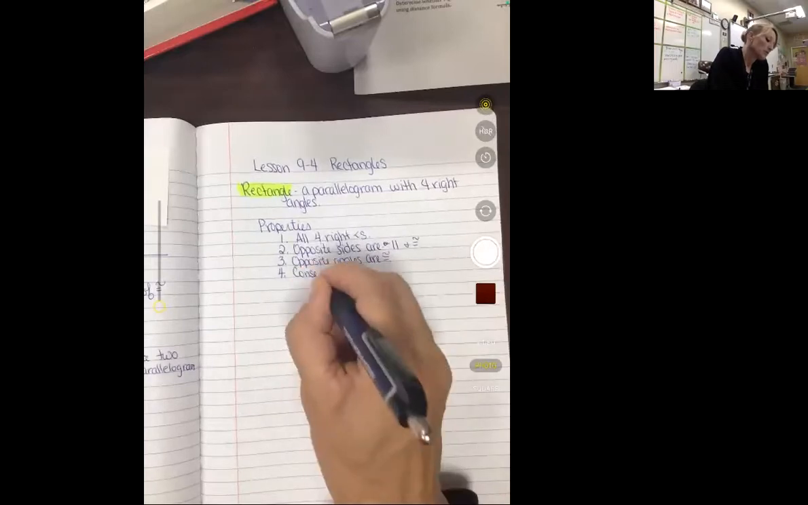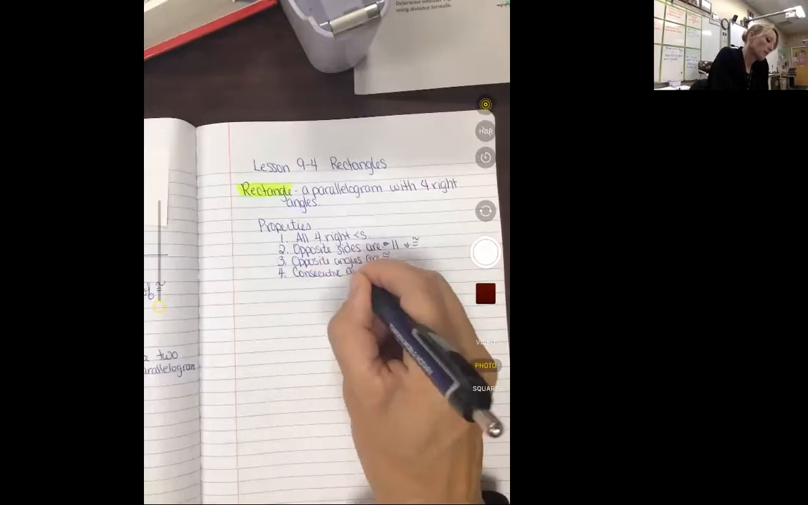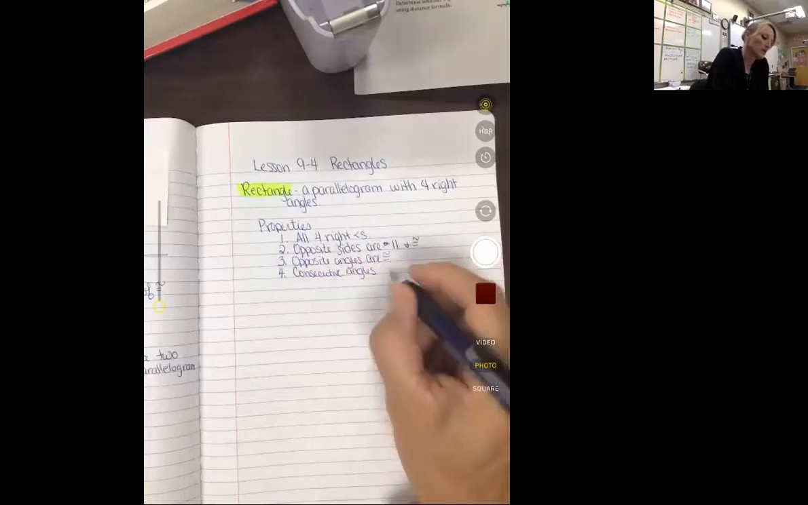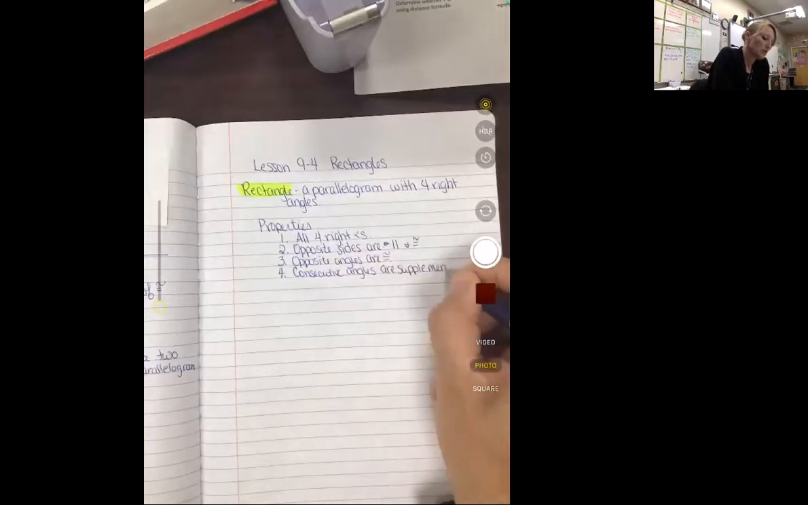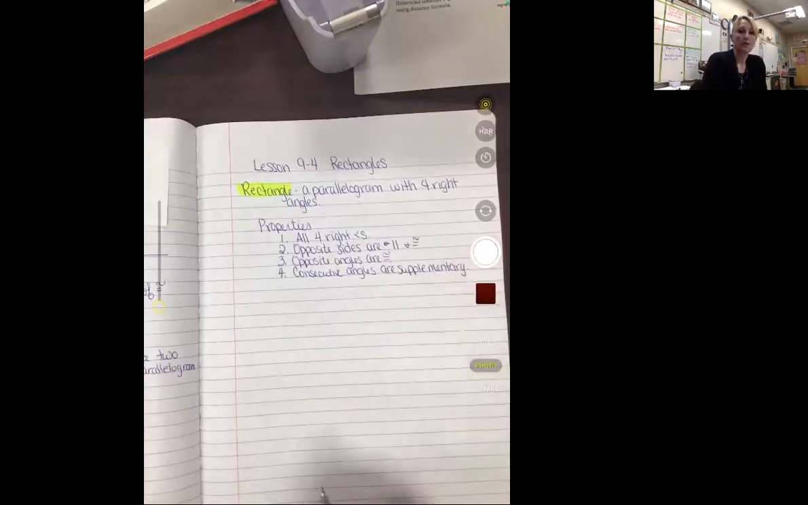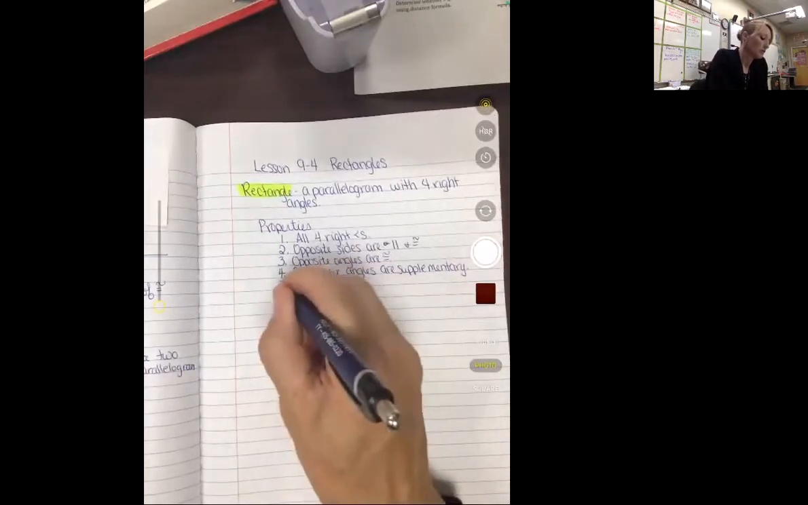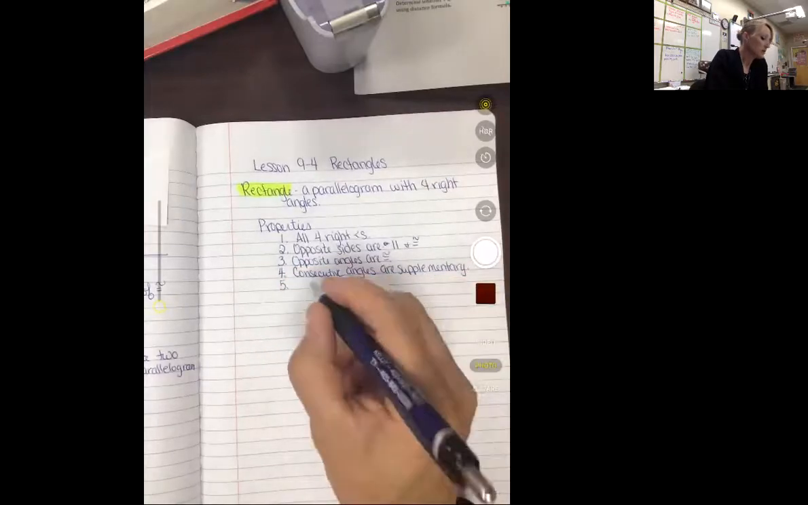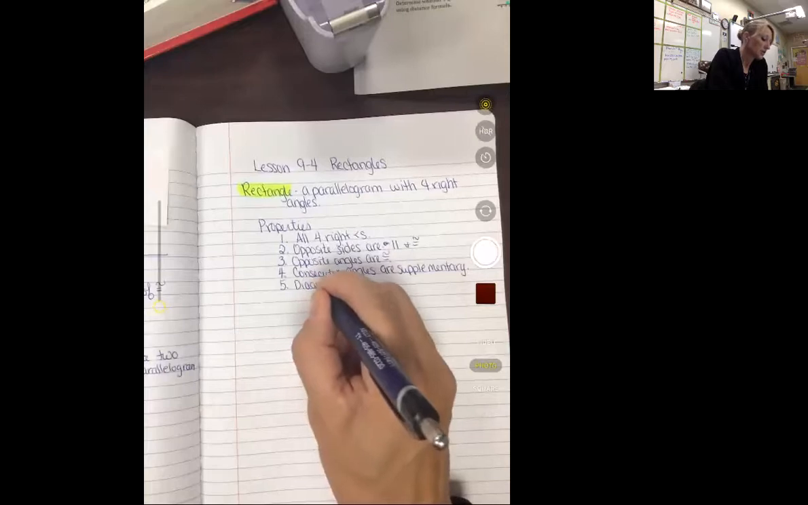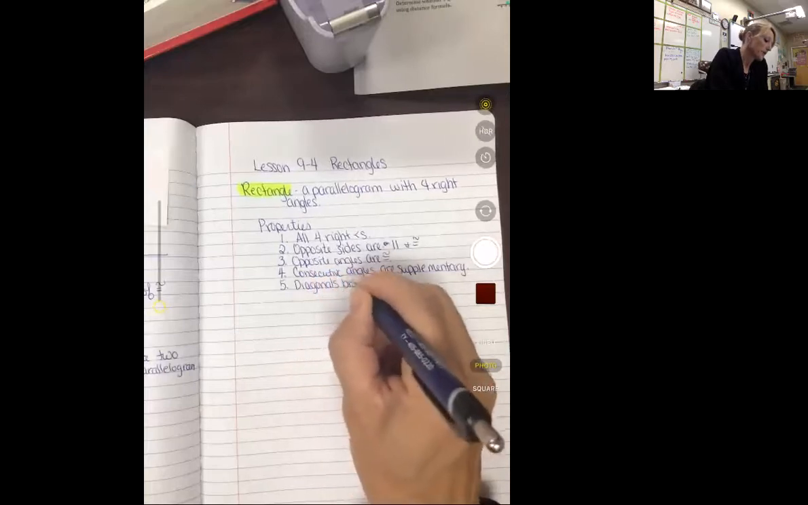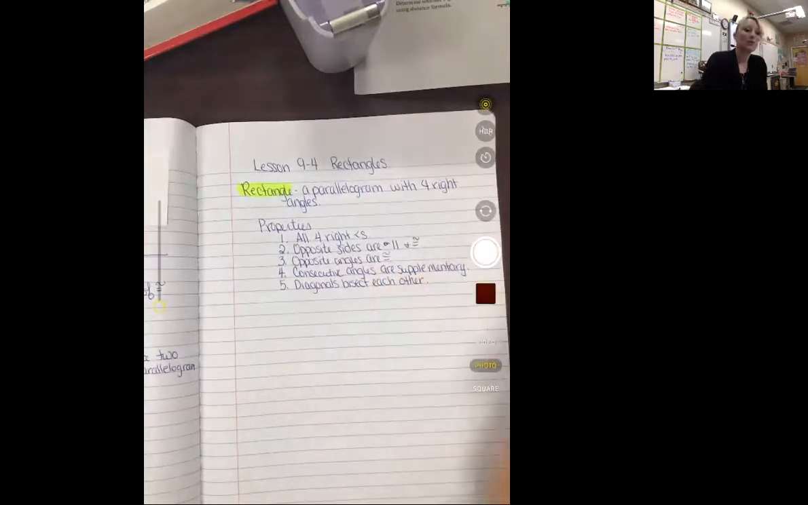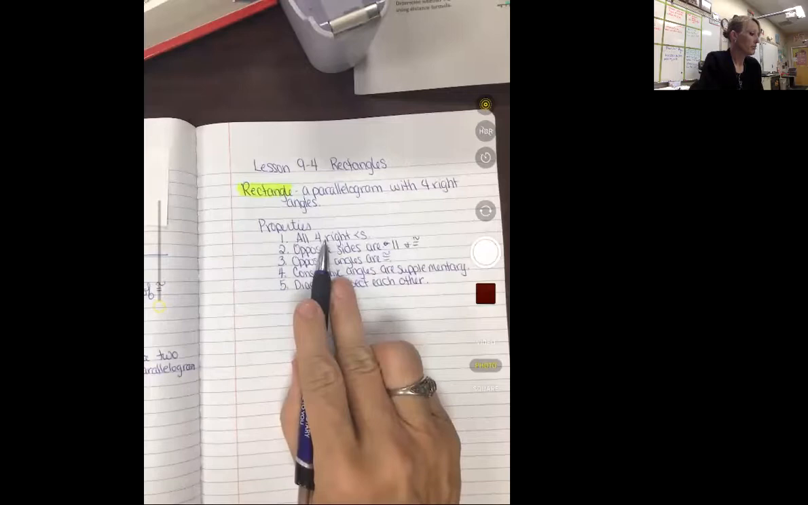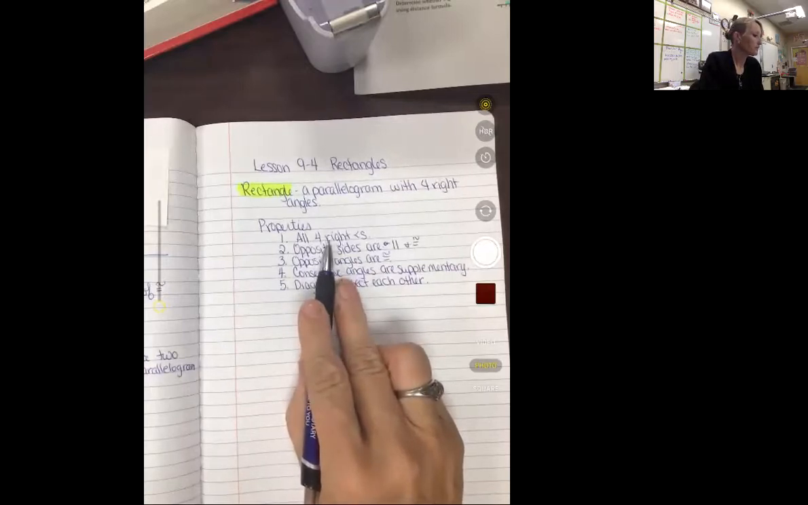Consecutive angles are supplementary. We know this because if they're all right angles, 90 plus 90 has to equal 180, but also this is a parallelogram property. And so therefore all rectangles are parallelograms. We also know that diagonals bisect each other. Again, this is because a rectangle is a parallelogram. So all of the parallelogram rules fit except for this top one, and that top one is what creates a rectangle.